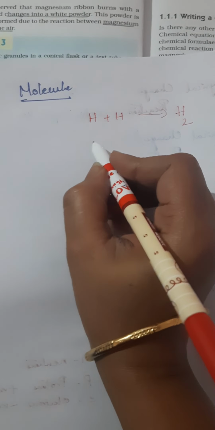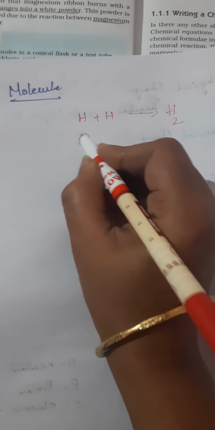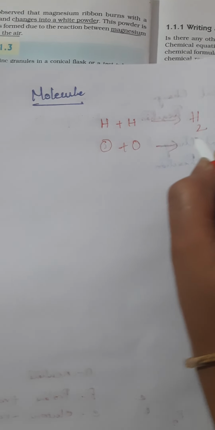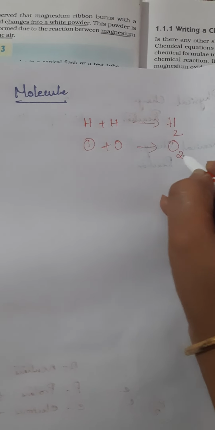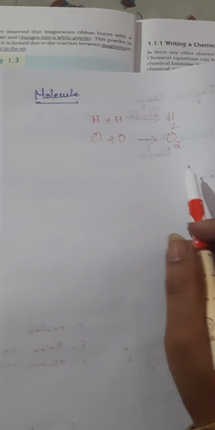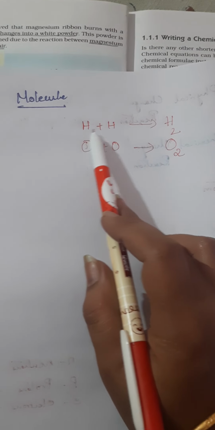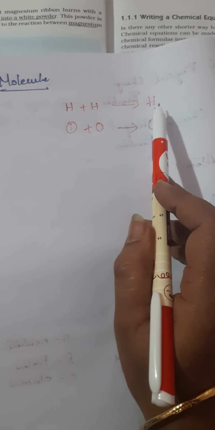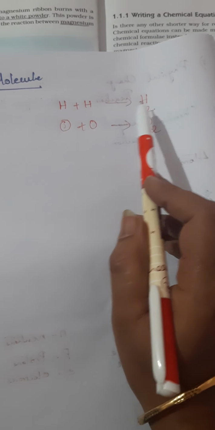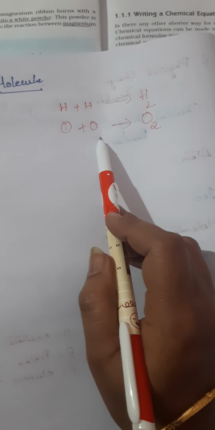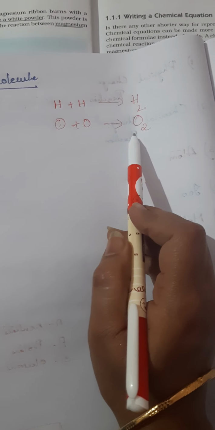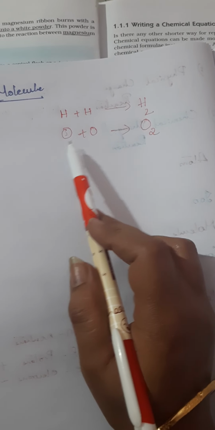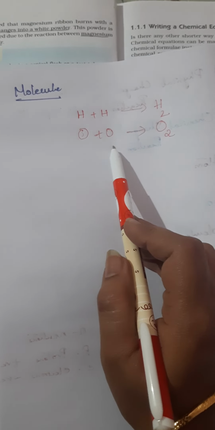Similarly, another element which is oxygen is represented as O. So two oxygen atoms can form one molecule, which is the oxygen molecule. Here you need two atoms of the same element, hydrogen, to form one molecule of hydrogen, which is represented as H2. Similarly, two atoms of oxygen form one molecule of oxygen, which is represented as O2. Because two atoms are required, this is a diatomic molecule.